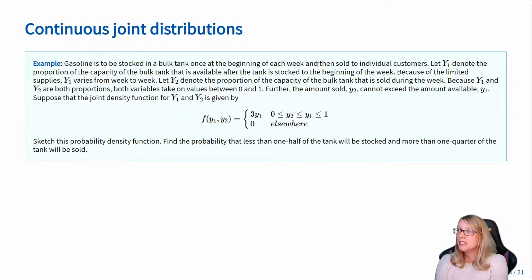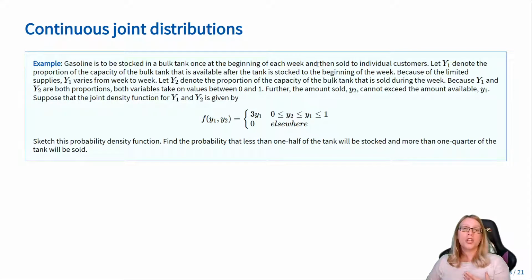So we have gasoline that will be stocked in a bulk tank once at the beginning of each week and then sold to individual customers. We'll let y1 be the capacity that is available after the tank is stocked at the beginning of the week. Because of limited supplies, y1 can vary from week to week. So some weeks the tank will be very full at the beginning, we'll have a lot available. Other weeks the tank will not be very full. We won't have as much available to us.